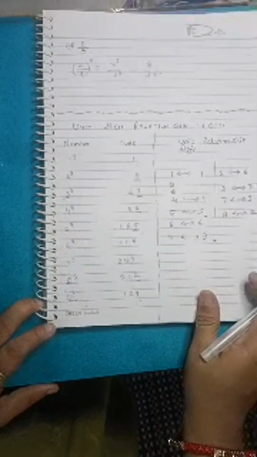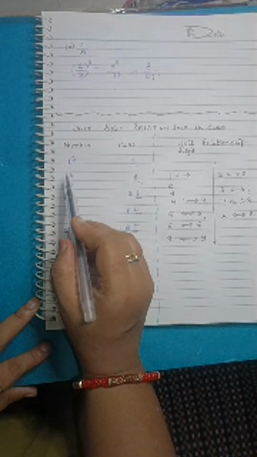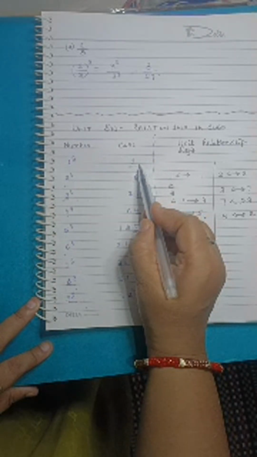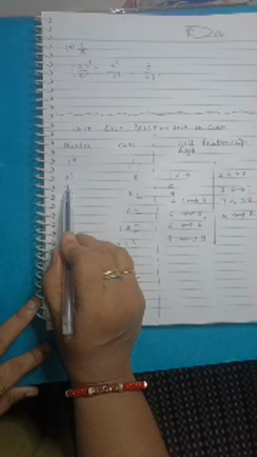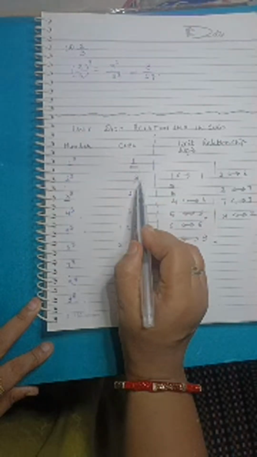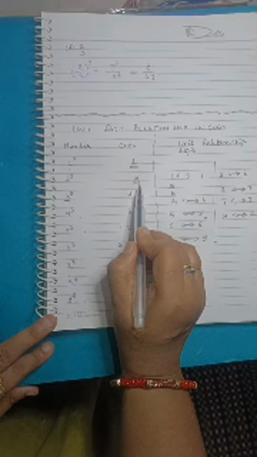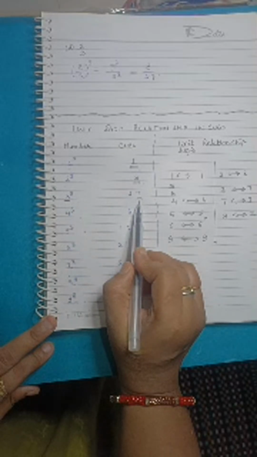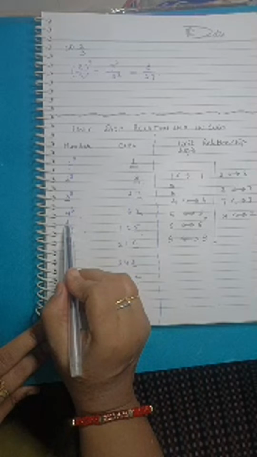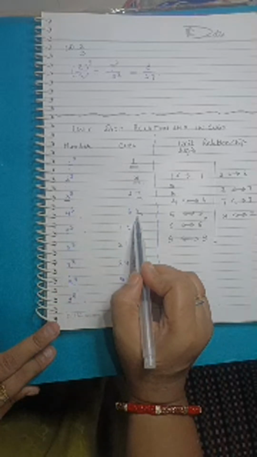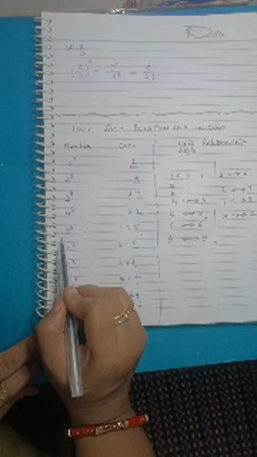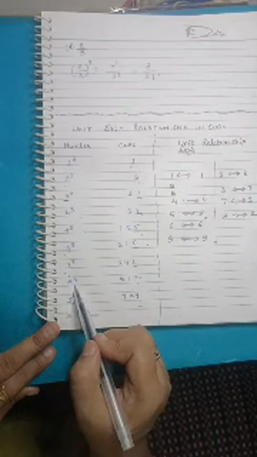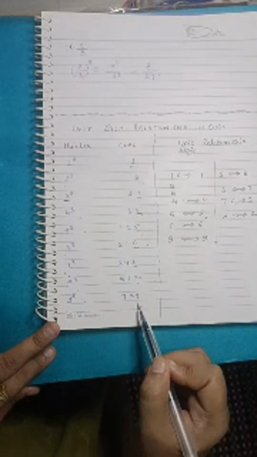What is the most important thing here? If any number has 1 at the ones place, then its cube will also have 1 at its ones place. If any number has 2 at its ones place, in its cube 8 will come at the ones place. Similarly, if 3 is at the ones place, 7 will come at the ones place of its cube. If 4 is at the ones place of the number, in its cube 4 will come at the ones place. If 5, then 5 will come; 6, then 6 will come; 7, then 3 will come; 8, then 2 will come; and 9, then 9 will come.